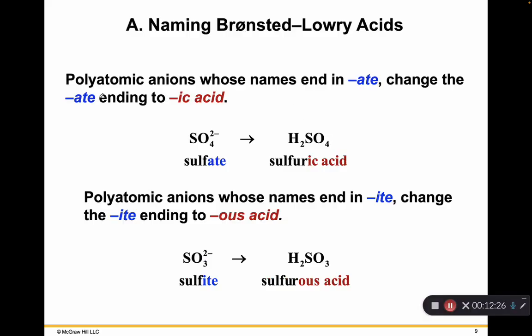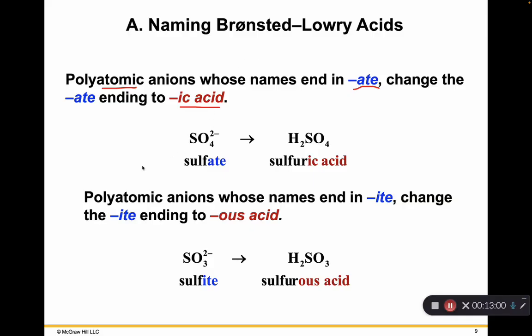Now, if we have anions that are polyatomic, it means their name will end with the suffix "ate," right? Chlorate, sulfate, bromate, something like that. If anything ends with "ate," then we just need to change that "ate" into "ic" acid. We do not need to add hydro in front of them. Let us see this with an example.